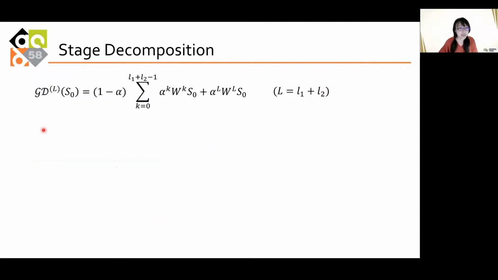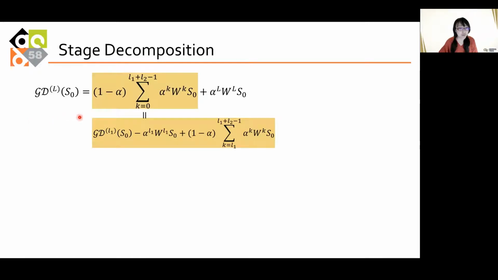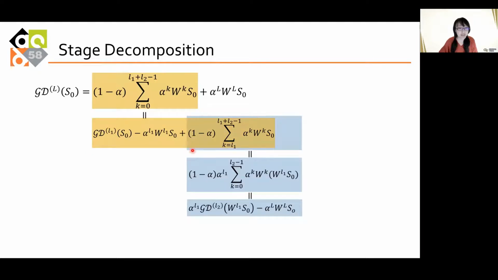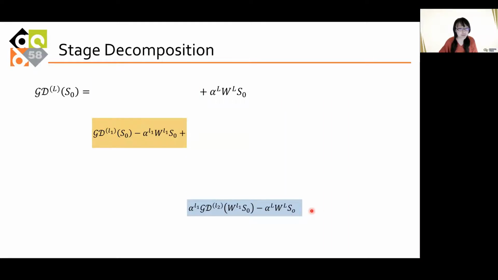Now let's take a look at the stage decomposition first. So this is the original graph diffusion definition. Let's ignore the details, but the first term can be reorganized like this. And the second term can be similarly reorganized in this way. They're both using the original definition. And if we do the substitution and clear out other terms, you may already notice that this is the stage 1 computation, and this is the stage 2 of graph diffusion.